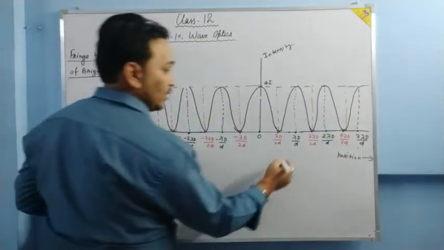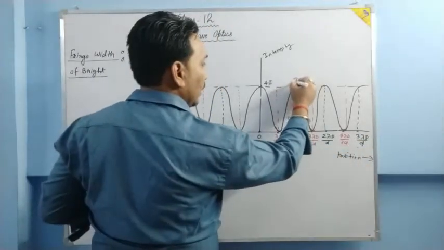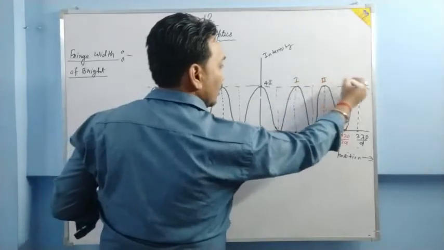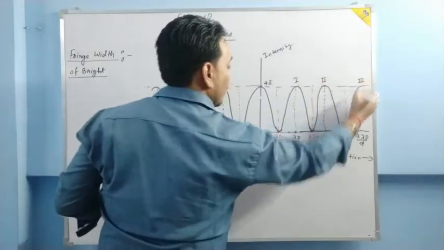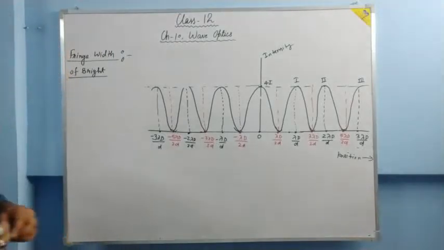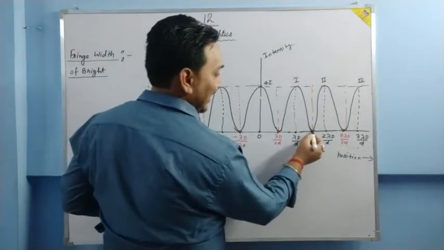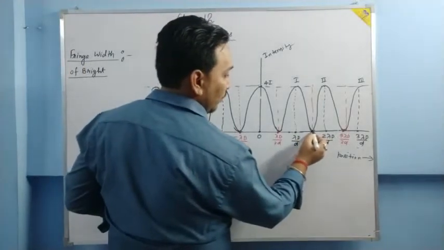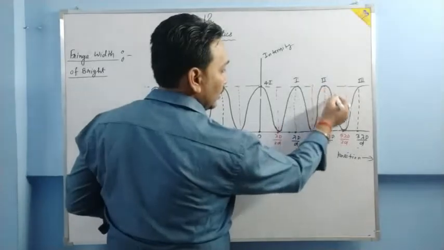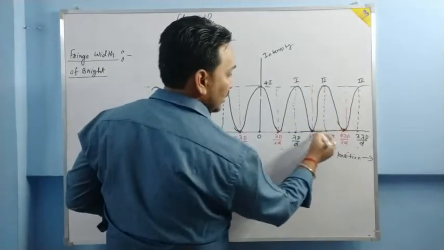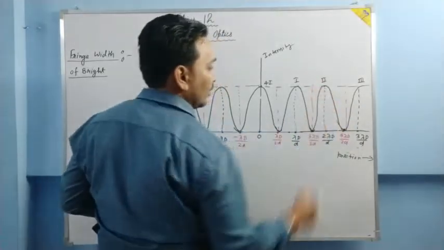This is your first bright fringe. This is your second bright fringe. This is your third bright fringe. So what we say is that the second bright fringe is from where to where? When this dark fringe ends, from this point to this very point, this is the width of the second bright fringe.